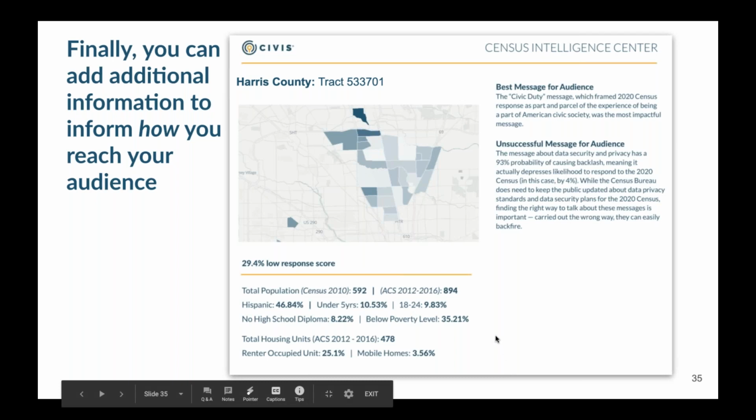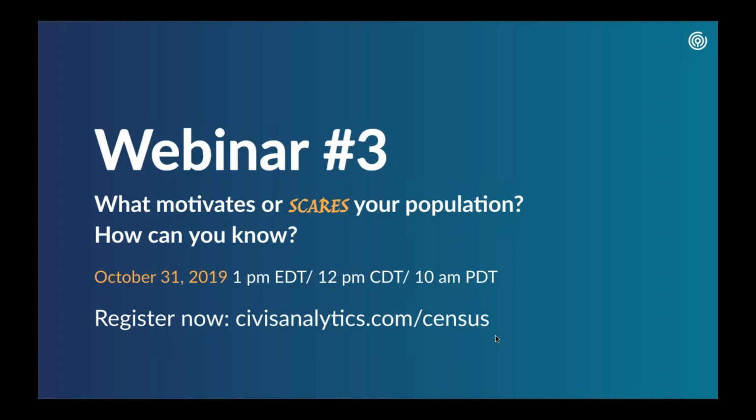We do have some questions that came in. We'll try to get to as many of them as we can within the next 18 minutes or so. The first question is, how do you define the homeless populations for the Intelligence Center?